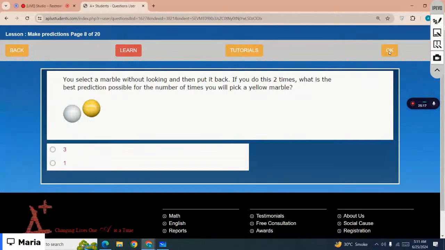You select a marble without looking and then put it back. If you do this two times, what is the best prediction possible for the number of times you will pick a yellow marble? Which is the correct option?